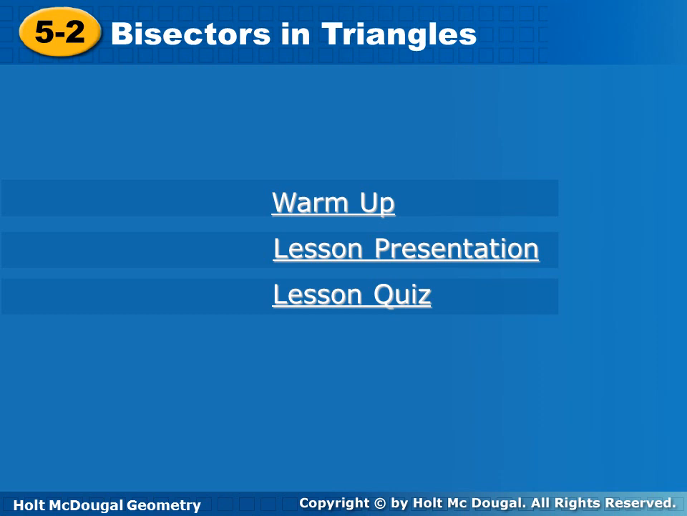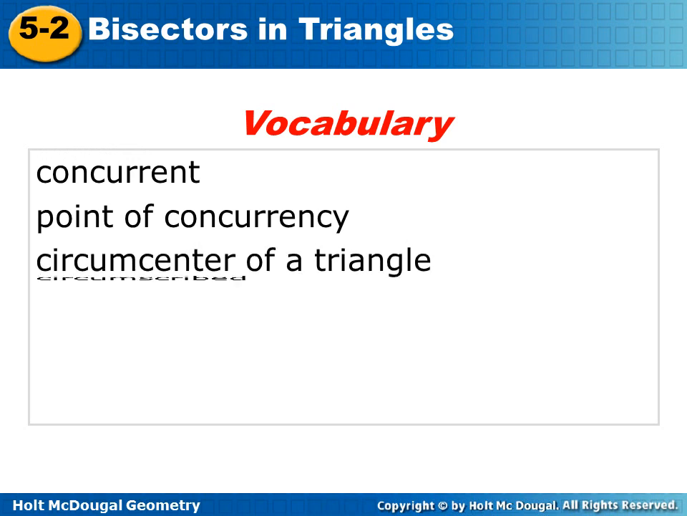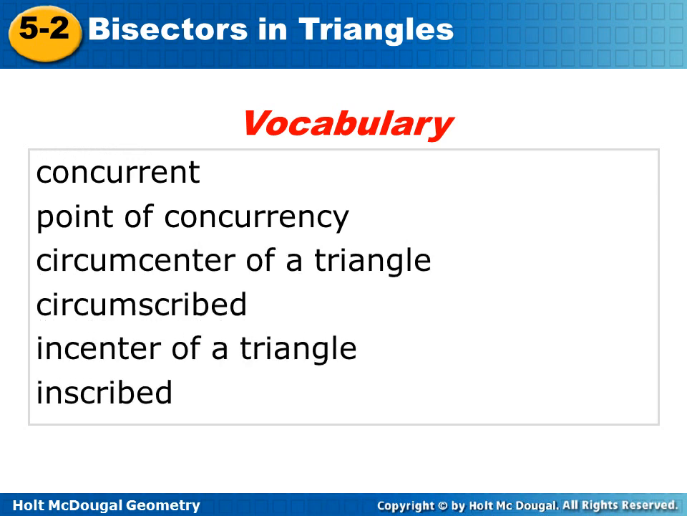Today we're going to talk about bisectors in triangles. Our vocabulary for today is concurrent, point of concurrency, circumcenter of a triangle, circumscribed, incenter of a triangle, and inscribed.